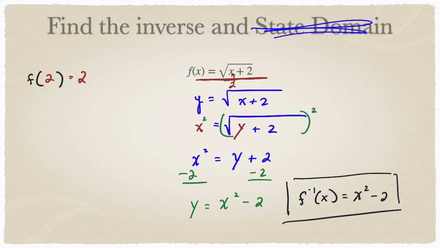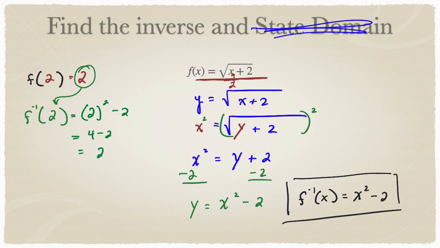Let's try it. Because then what I would do is I would take the f inverse of this 2, and so I'm pulling up the f inverse function, which is square the x, plug in a 2, and then subtract 2. Well, that's 4. There we go. That's 4 minus 2, which is 2. So it returned the 2 that I started with.